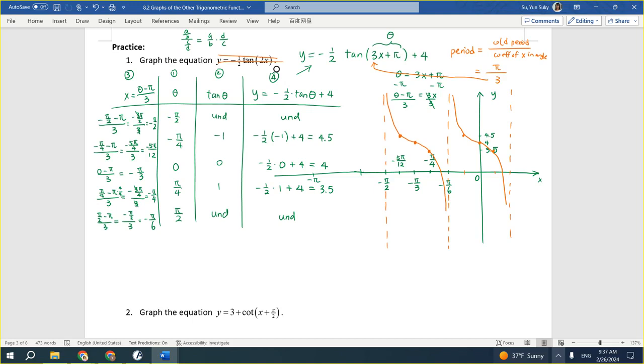Okay. Yeah, very good. So that's the common denominator. So here, when you solve for x, just subtract pi over 2. It's not theta over that. It's theta minus pi over 2.